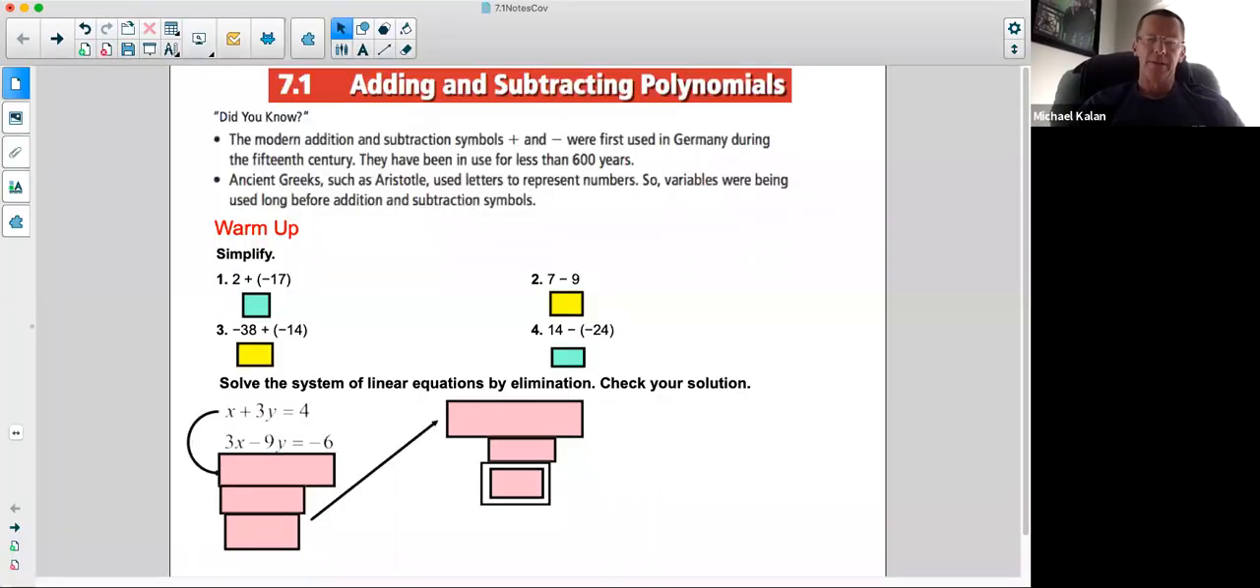Okay, welcome to chapter 7. Here we go. 7.1, which is entitled Adding and Subtracting Polynomials.